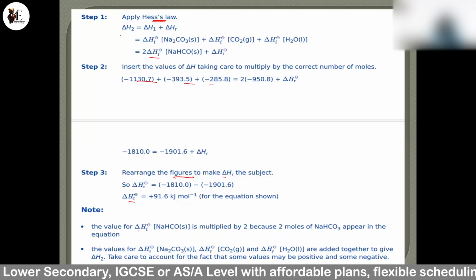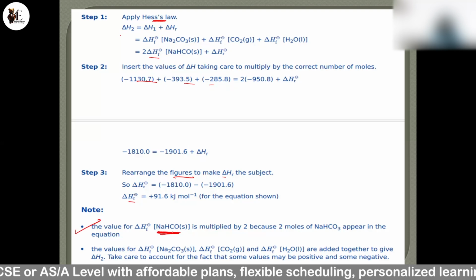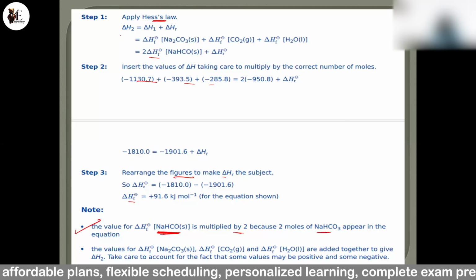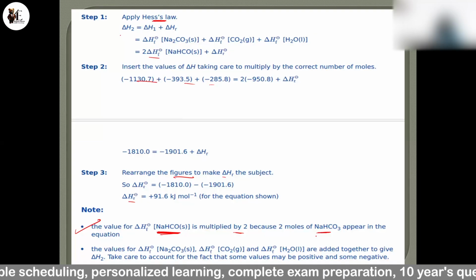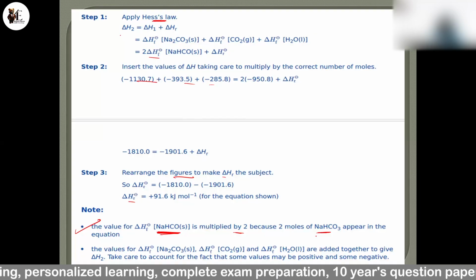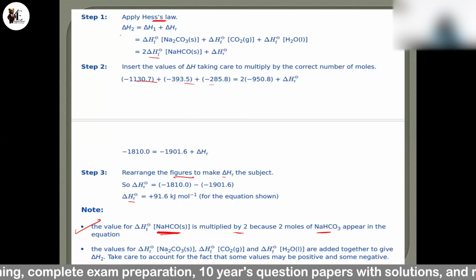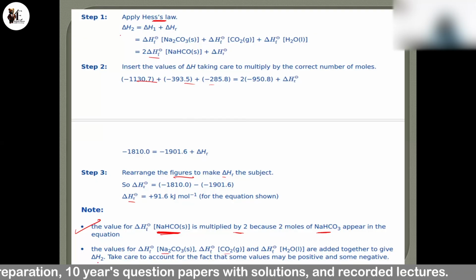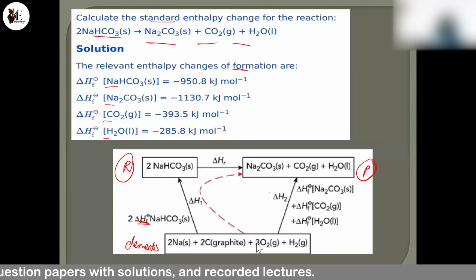Now there are two things which you have to know. You will solve it, I know, but the two things you have to remember is that here the enthalpy of formation of NaHCO3 you have to multiply by 2, because 2 moles are there in the equation. While we have studied that in enthalpy of formation only 1 mole of compound is formed, here 2 moles of compound are forming, so you have to multiply it by 2. The values of sodium carbonate, CO2 and H2O are added together to give delta H. So you have to take care of the sign. Try to do it.